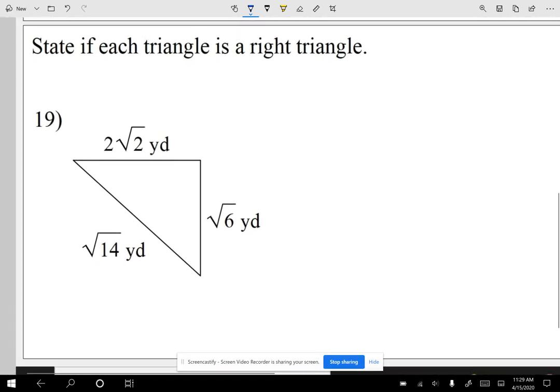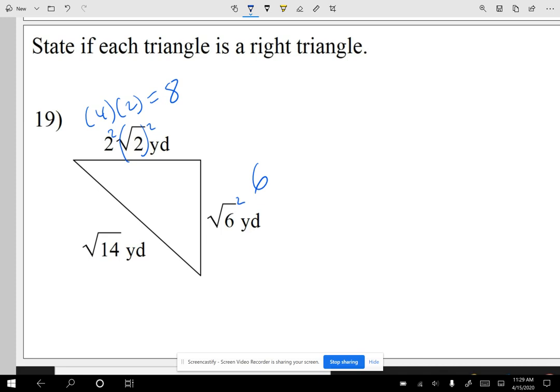Looking at number 19. Let me square each of my numbers. Right, 2 squared gives me 4. Square root of 2 squared gives me 2. So 4 times 2, that's 8. Square root of 6 squared gives me 6. Square root of 14 squared gives me 14. The biggest number is 14. So all I'm asking is, because I'm adding the two smaller numbers, is 8 plus 6 equal to 14? Yes.